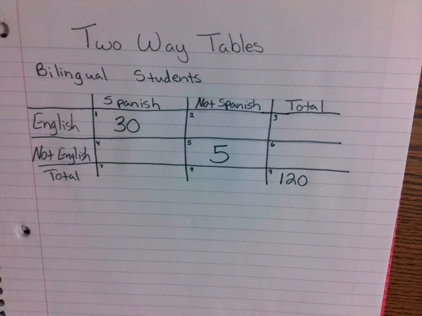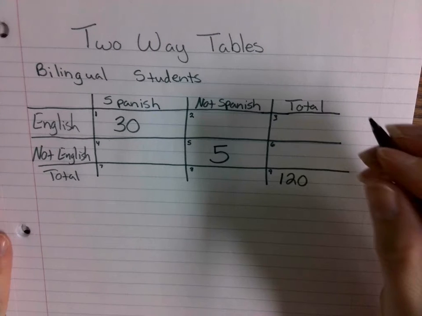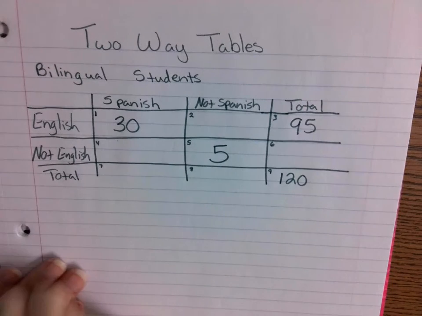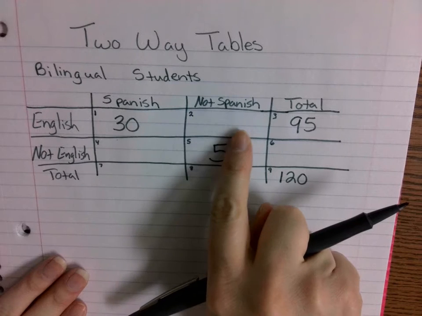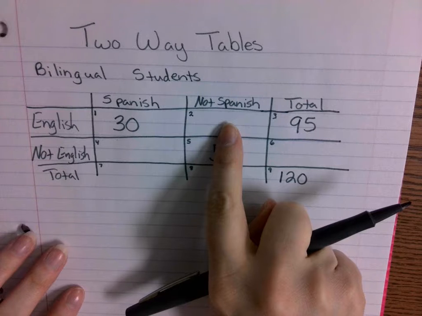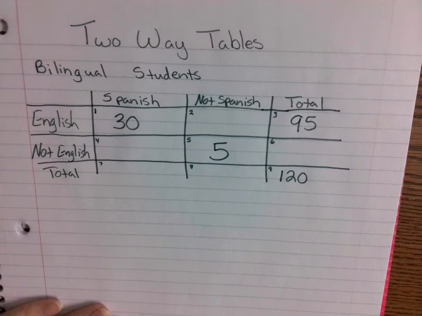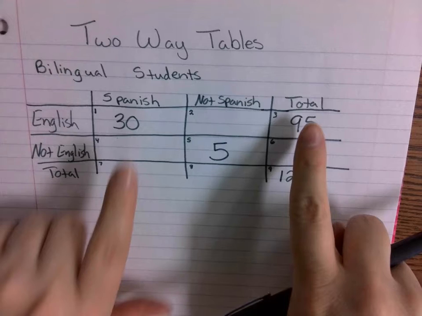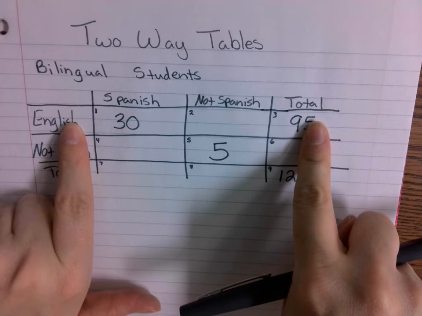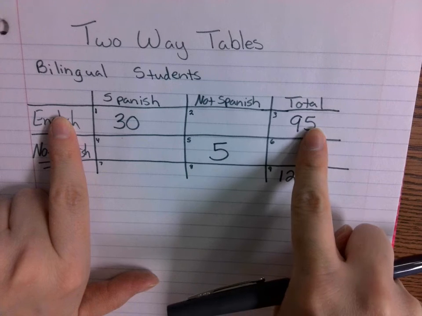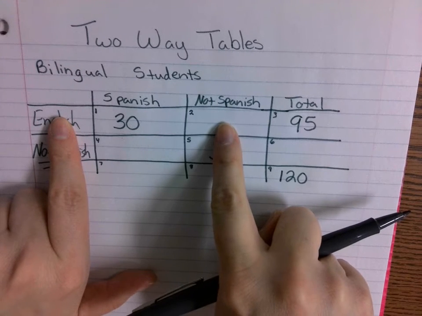So if I say there are 95 total English speakers, how do you think I'm going to figure out how many speak English and not Spanish? What do you think I would have to do to figure that out? Subtract what? 30 from 95. Good. So we would do a subtraction of the total amount of English speakers. We would subtract the English and Spanish speakers away from it, and that would leave us with the rest of the English speakers who don't speak Spanish, which would be 65.